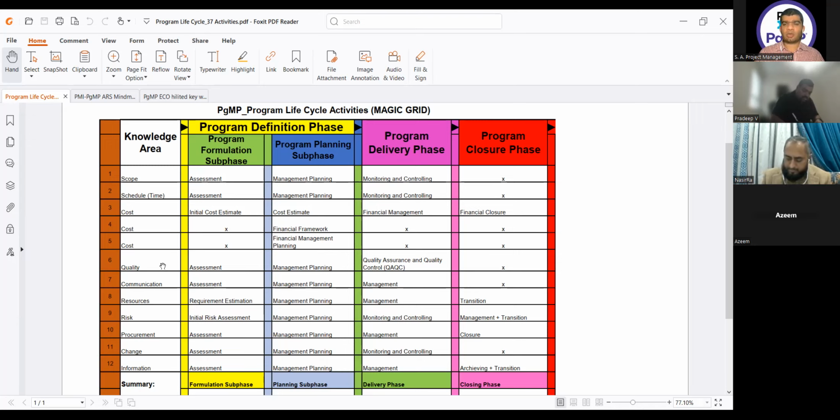Next row, write quality. In quality, in the program formulation phase, we have assessment. In the planning phase, we have management planning. In the delivery phase, we have quality assurance and quality control. In the closure phase, we have no activity.